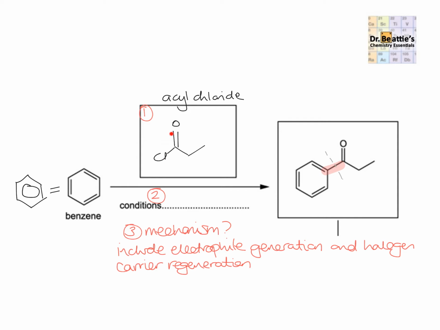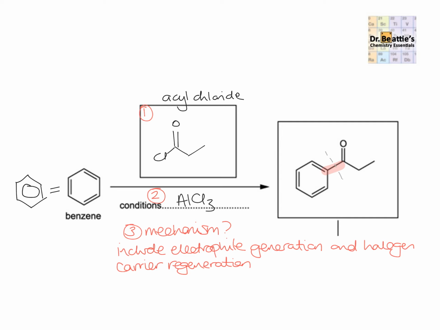Now with that, we need the conditions. The conditions include a halogen carrier. So because we've got a chlorine here, we're going to use aluminium trichloride. Then really the complicated bit is the mechanism, and this would usually be worth about 4 marks. So we're going to just specifically go through it.